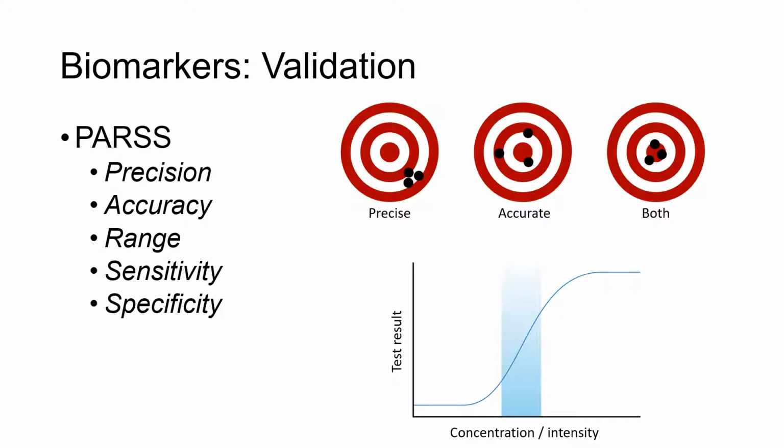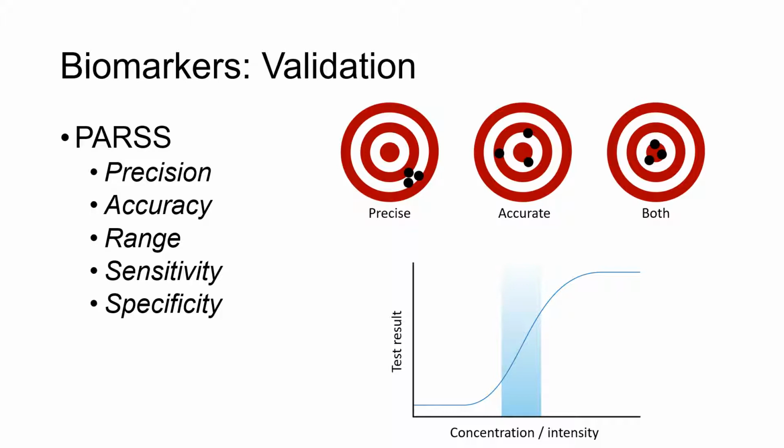Now, before a biomarker can be used, it must be evaluated. This process is typically referred to as validation. Generally, a validation consists of 5 analytical components designed to ensure the accuracy and repeatability of the testing method, and 3 clinical components designed to enable interpretation of the test results. The analytical components can be remembered by the acronym PARS, which stands for Precision, Accuracy, Range, Sensitivity, and Specificity.